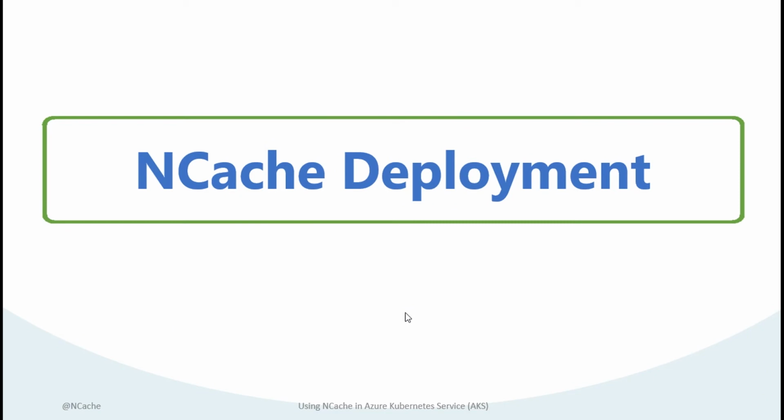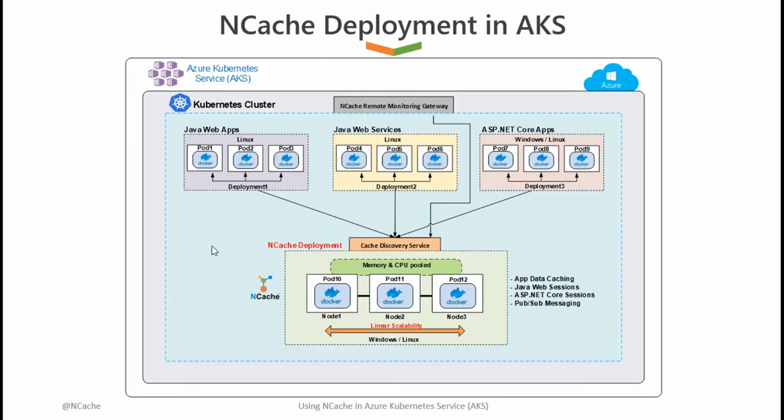First of all, let's review NCache deployment in AKS. Here is a typical deployment of NCache in AKS. I'm showing a single Kubernetes cluster with different application deployments as well as NCache cluster deployment. I've got a Java web app using Docker image on different pods. I've also got a Java web service, again deployed on different pods. And these Java applications are using Java client of NCache to connect to my cache cluster.